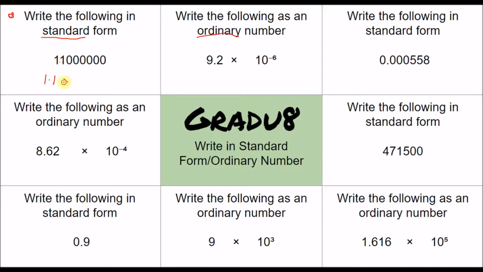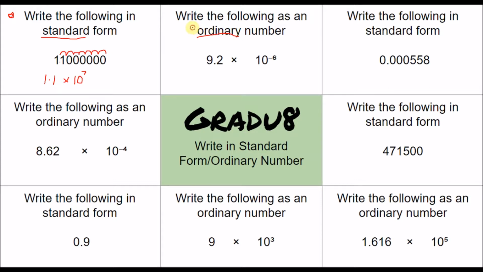Now, you're going to write times 10. And the next decision is what the power is that's going to go here. That's really simple. All we need to do is work from our decimal point and then count our jumps. So we've got 1, 2, 3, 4, 5, 6, 7. So our first answer here is going to be 1.1 times 10 to the power of 7. Really, really simple.